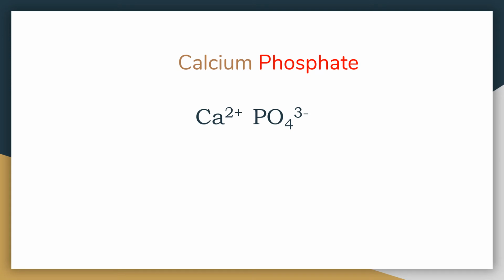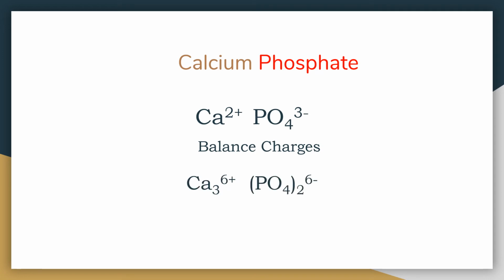Our phosphate started off with 4 oxygen. So to balance our charges, we need to place this in parentheses to isolate the phosphate group. Doing so, we'll place our 3 with our calcium, which once again gives us a 6 plus charge. We're going to place our 2 on the outside of the parentheses.